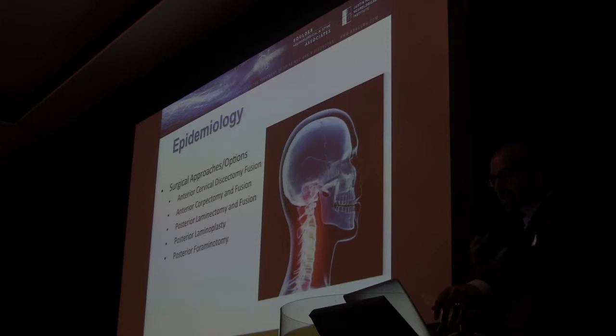Corpectomy fusion, laminectomy fusion from the back, laminoplasty, where we just do an open door technique, giving more room to the spine, versus a foraminotomy, or giving space to one of the nerves. So now I'm going to go through a bunch of case studies just as examples here.